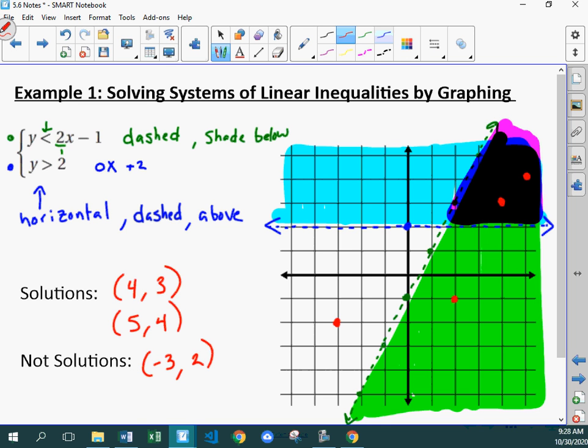And then another example of one that's not a solution to the system would be right here. Even though this point is in the green shaded region, this point of 2, -1 is only a solution to our top inequality. It's not a solution to the bottom inequality, so therefore it's not a solution to the system as a whole.